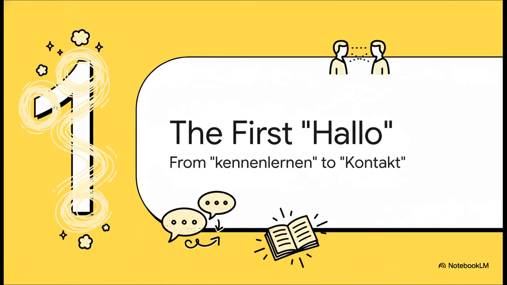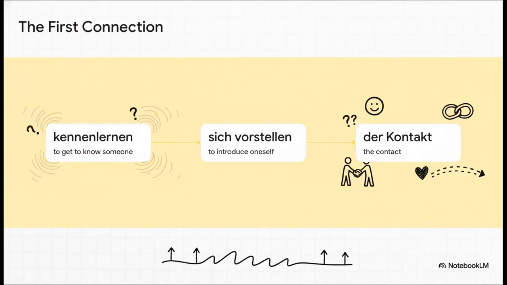Okay, so every story has a beginning. And for us, it starts with that first hello, that first moment you meet someone. Let's look at the words you absolutely need to know to get a conversation started. And there's a really logical order to this. It all begins with kennenlernen. That's ken, nen, ler, nen, which is the desire to get to know someone. From there, you have to sich vorstellen. You introduce yourself. And hey, if that goes well, you've officially made der Kontakt. You've established contact.